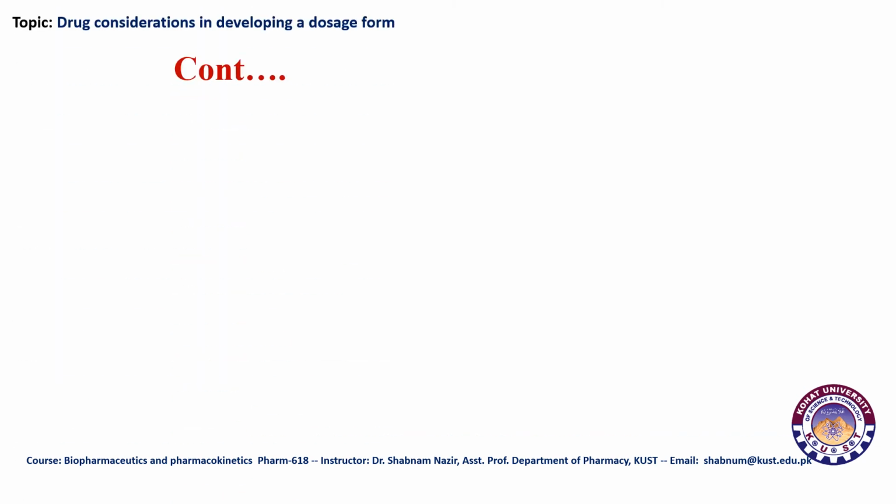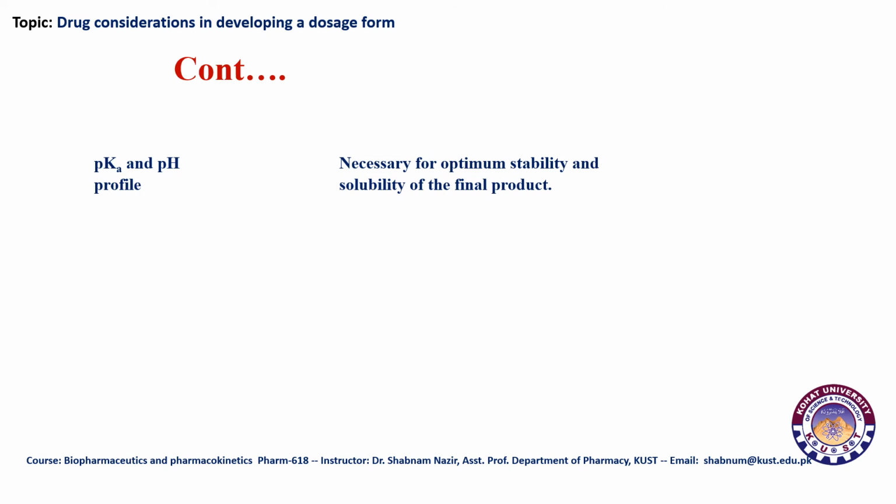Considering the physicochemical nature of the drug, there are various physicochemical properties. Taking them one by one: pKa and pH profile. What's its significance? It is necessary for optimum stability and solubility of the final product. It means pH has a great impact on stability. It could degrade the chemical substance, and it could also impact the solubility of the final product. So definitely it could impact bioavailability as well.